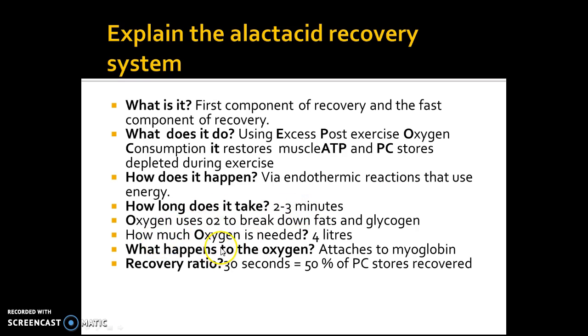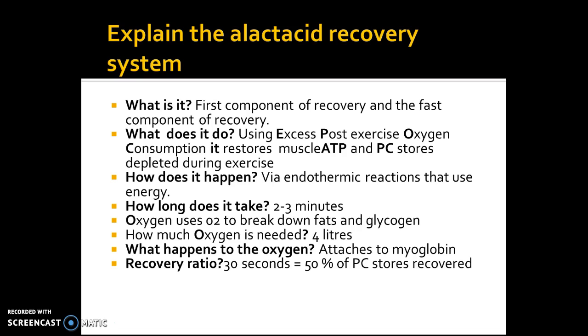And then from there you've got the O's. Okay, so basically we're saying oxygen. It uses oxygen to break down fats and glycogen. How much oxygen is needed? 4 litres, or you could go 3 to 5. 3 to 5 is quite a good way to look at it, because then for the second system you just go 5 to 8. And you could also have something about oxygen binding to myoglobin in the muscle cells in order to help recovery take place. Recovery ratios: 30 seconds equals 50% of PC being restored and resynthesized. So have a look through that. What, how, oh, or we could have a triple O if you wanted to.